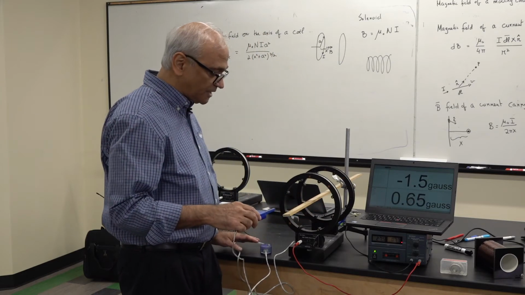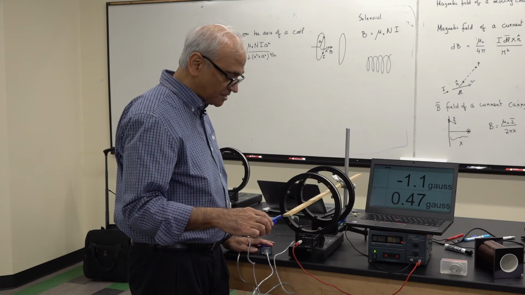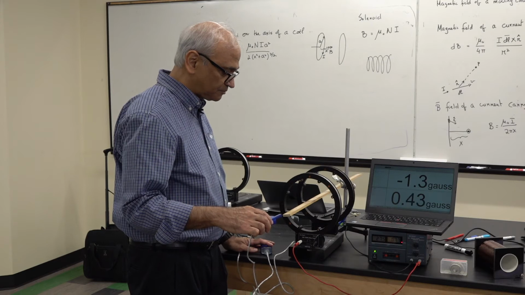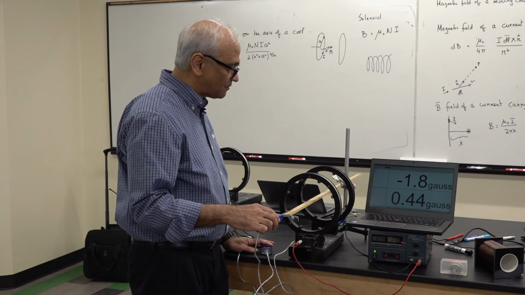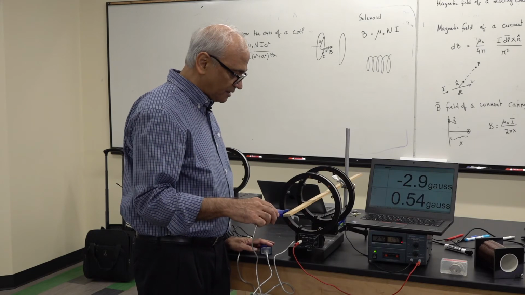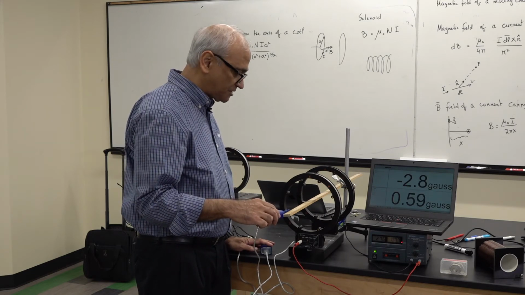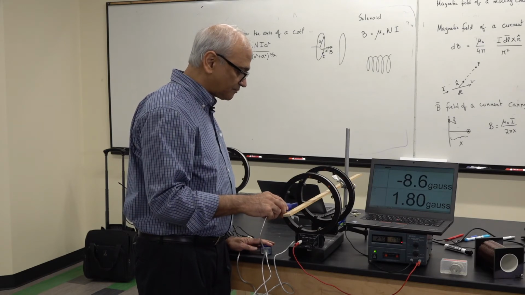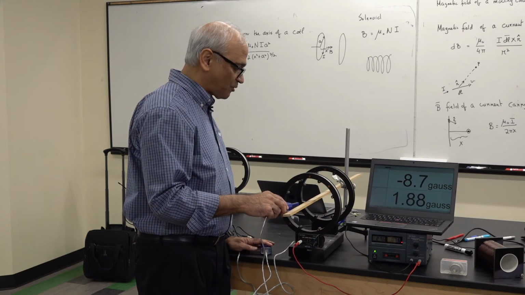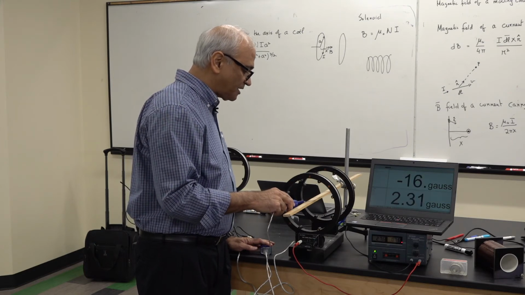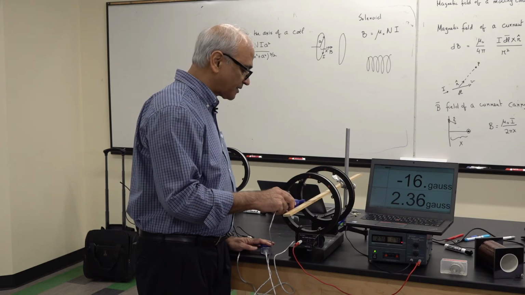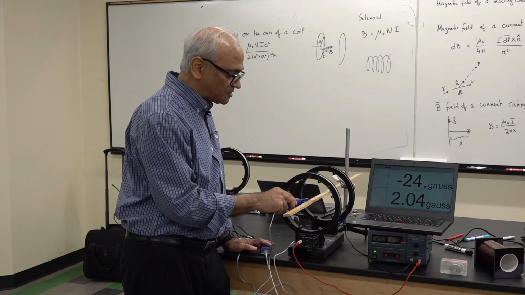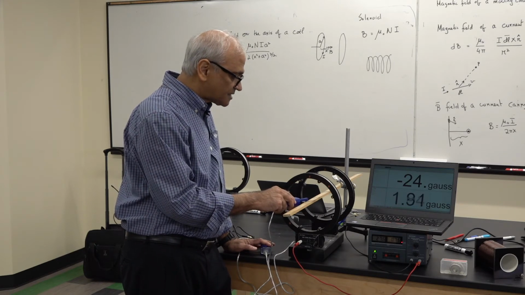And don't worry about the negative sign. It's basically the magnetic field is in the other direction. That's all. So 0 centimeter is 1.2. 5 centimeter is 1.8. 10 is 2.8. 15 is 4.5. 20 is 8.7. 25 is 16. And 30 is 24. And if you can write that down, it's the center of the first coil.